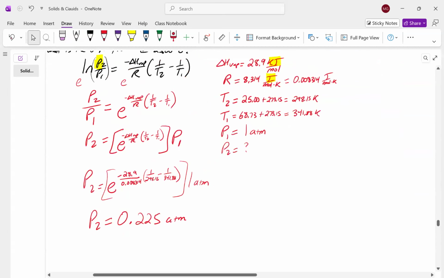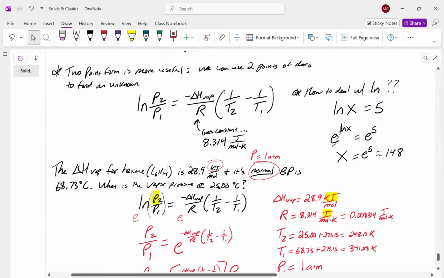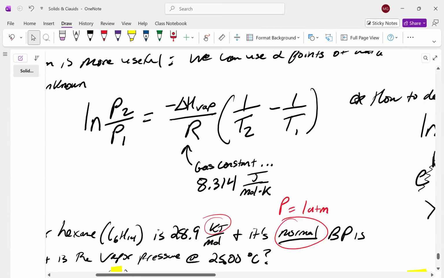All right, so as I said, go through this, make sure that you know how to use the e function on your calculator and that you know where all of these numbers are coming from and how to put them into the equation. And you should be able to take this two-point form of the Clausius-Clapeyron equation and solve for any term in there, whether it's pressure, temperature, or even the delta H of vaporization.